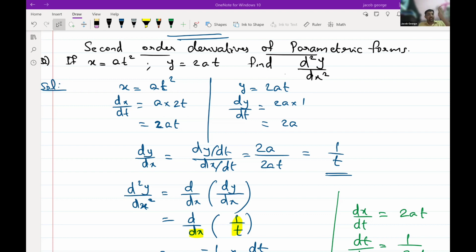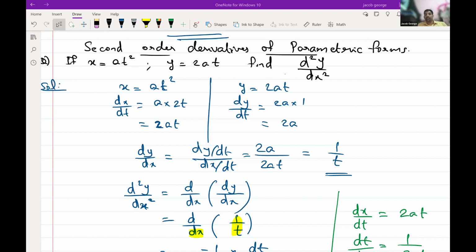Okay, so x is at square. dx by dt is a into 2t, so that is 2at. First derivative we find first. In parametric forms, for the second derivative also, first of all we have to find the first derivative. Then dy by dt is 2a into 1, that is 2a. Then dy by dx is dy by dt upon dx by dt. So we get 2a by 2at, which is 1 by t. First derivative is fine, right?